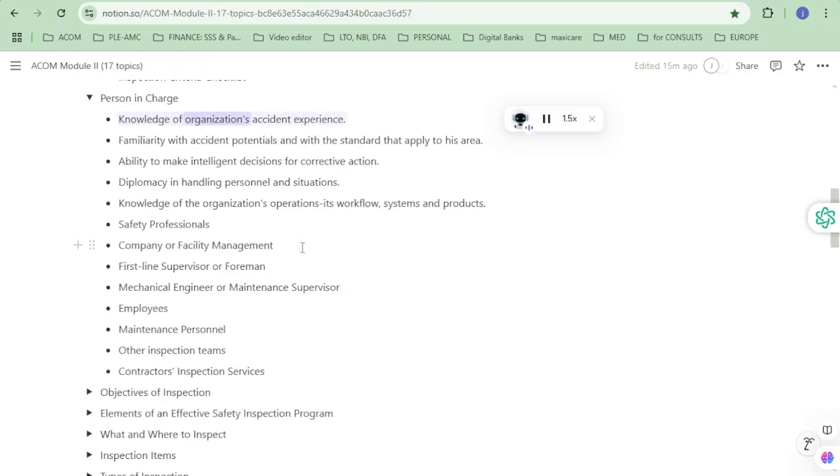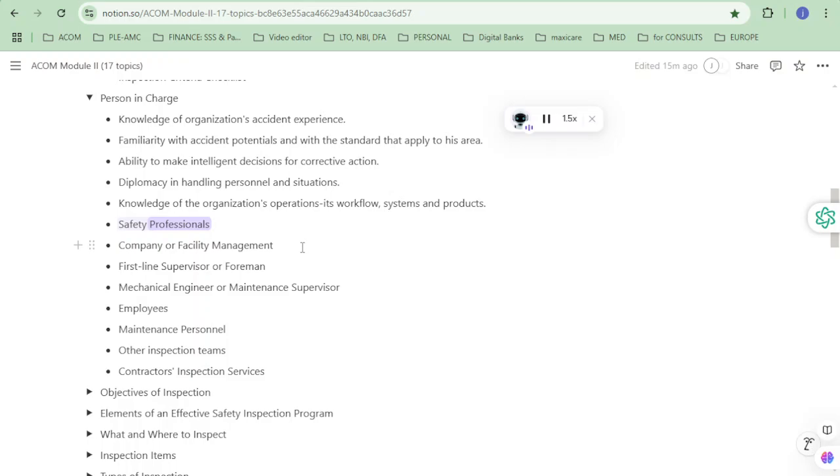Person in charge: knowledge of the organization's accident experience. Familiarity with accident potentials and with the standards that apply to his area. Ability to make intelligent decisions for corrective action. Diplomacy in handling personnel and situations. Knowledge of the organization's operations, its workflow, systems, and products.